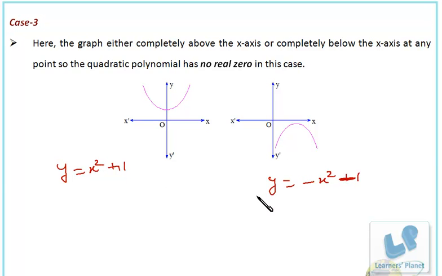Okay, so we have discussed the three cases: when the parabola is intersecting at 2 points, when the parabola is touching the x-axis, and when the parabolas are not touching the x-axis at all, right? So two solutions, one solution, and no solution at all, right?